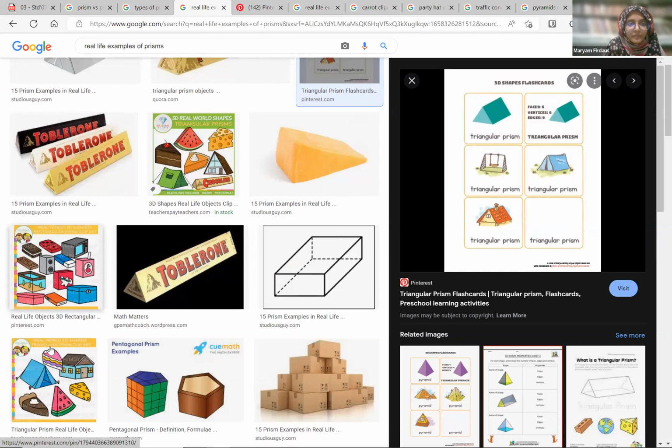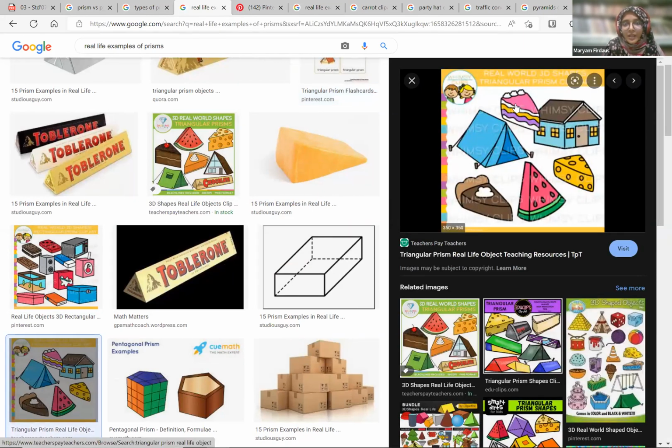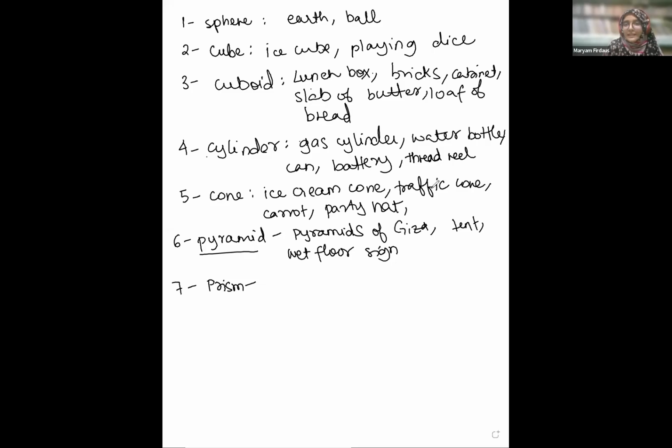You can see this pastry. Does it look like a prism? Why? Because it has two triangular sides, and the rest of them are all rectangles. There are two triangles and three rectangles, right? Two triangles facing each other, one rectangle on each side, and one rectangular base. So that's why it's a triangular prism. Okay, any other examples that you can think of?